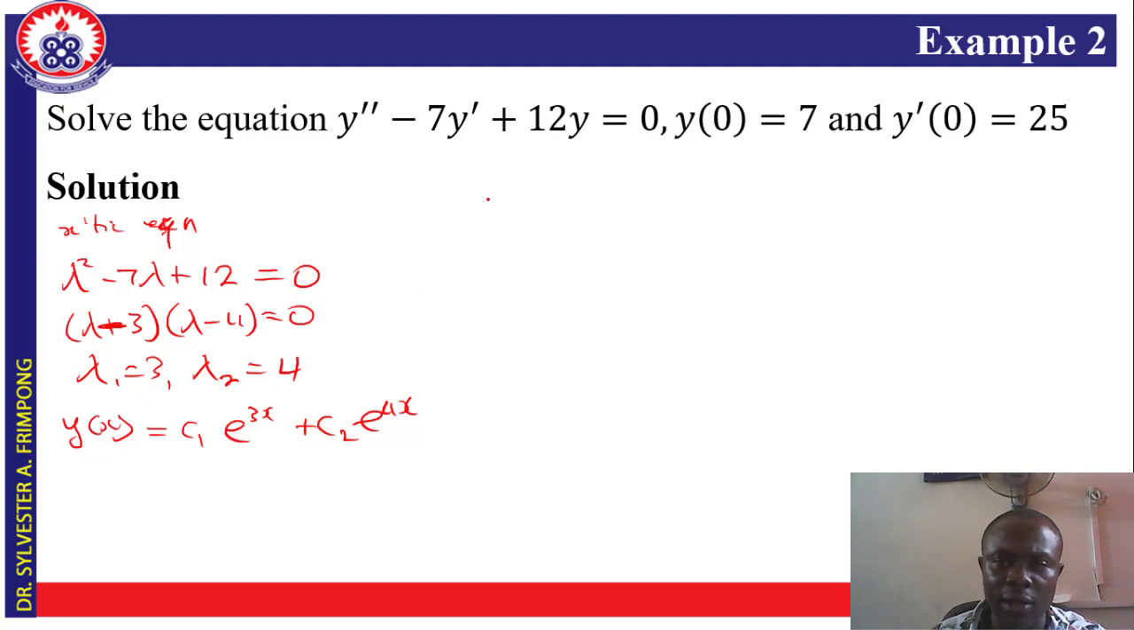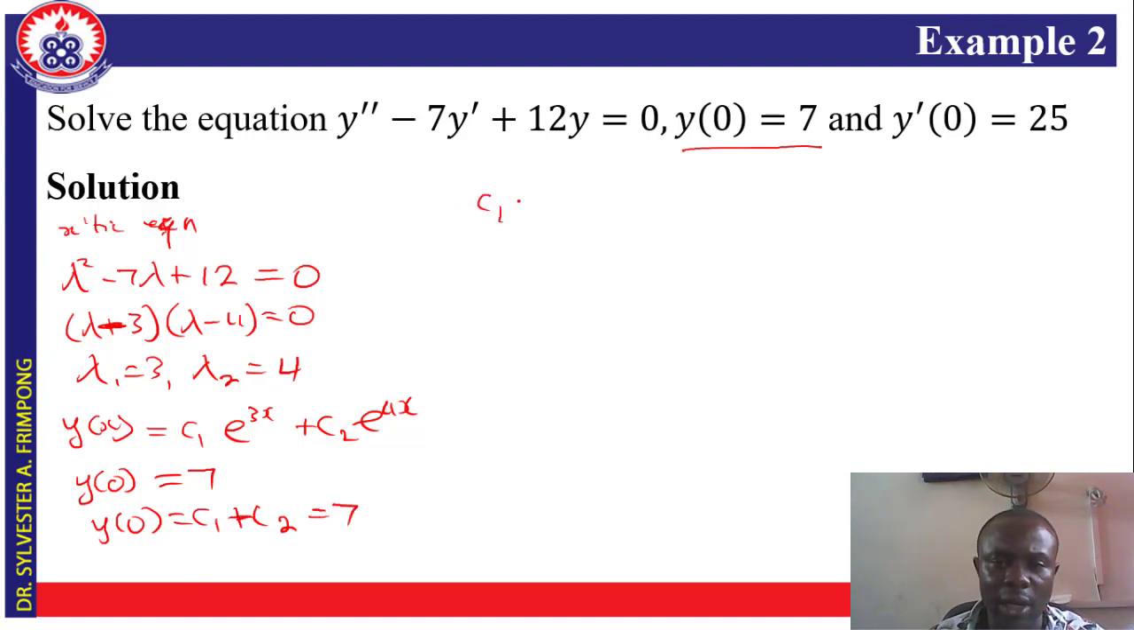We now begin by substituting the initial conditions. The first one is y of 0 equal to 7. If you substitute x equal to 0 into this, you're going to get y of 0 to be c1 plus c2 equal to 7. So we have c1 plus c2 equal to 7, and we call it equation 1. Then the second condition is a derivative.